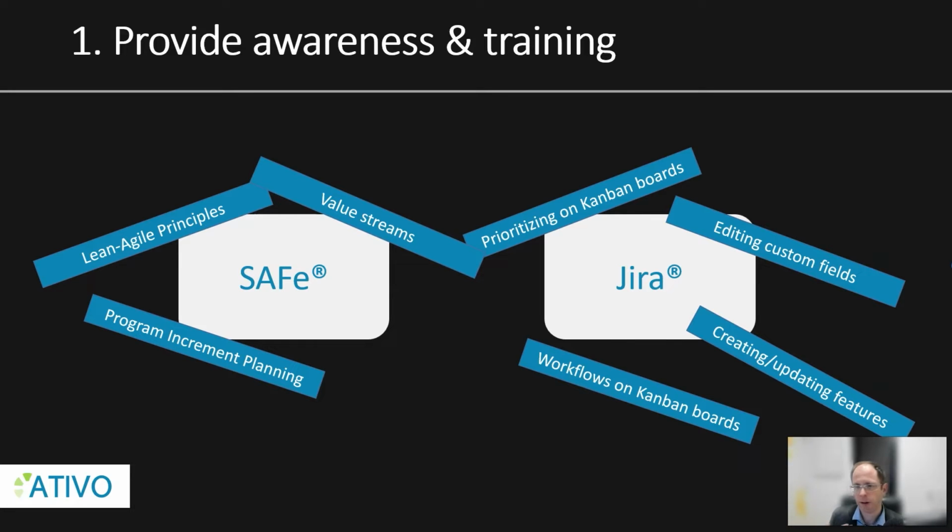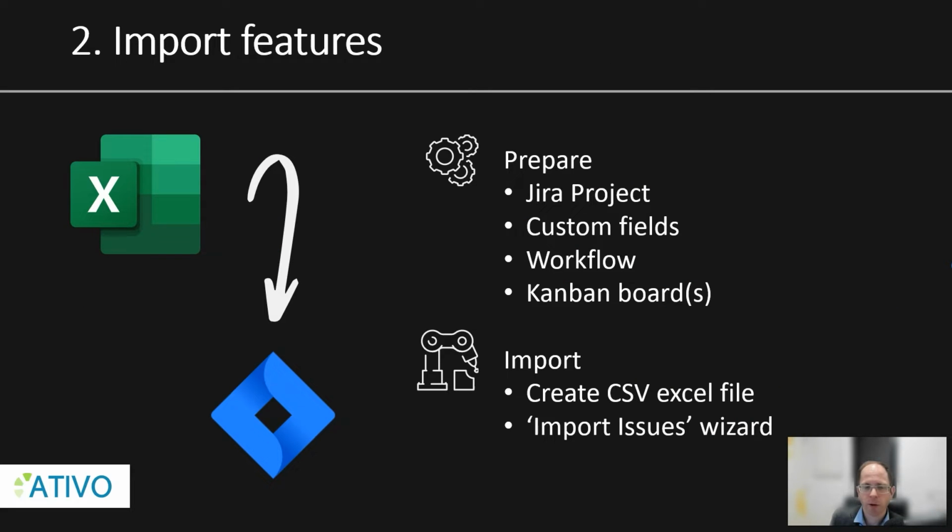For Jira, it's important that they can create features, that they can edit them, they understand the custom fields that exist, that they can prioritize them on a Kanban board, and that they can also use the workflows on the Kanban boards. Tip number 2, import the features.